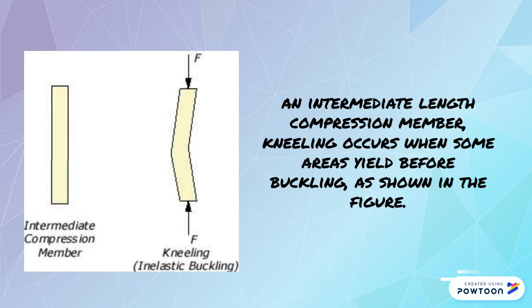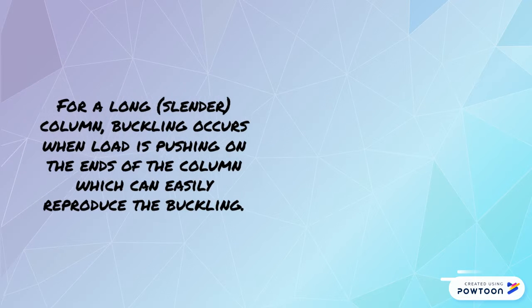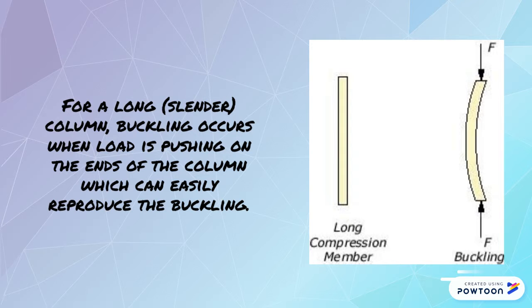Next, an intermediate length compression member. Buckling occurs when some areas yield before buckling, as shown in the figure. Lastly, for a long slender column, buckling occurs when load is pushing on both ends of the column, which can easily reproduce the buckling. However, when a compression member becomes longer, the role of the geometry and Young's modulus as a measure of stiffness becomes more important.